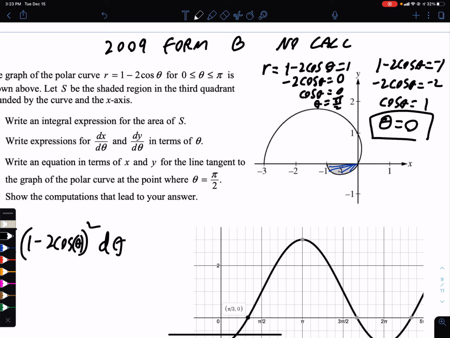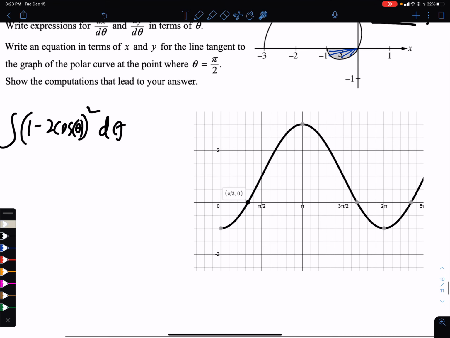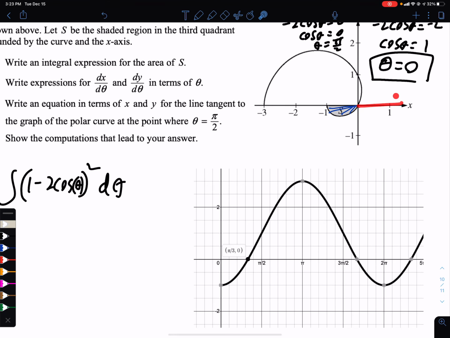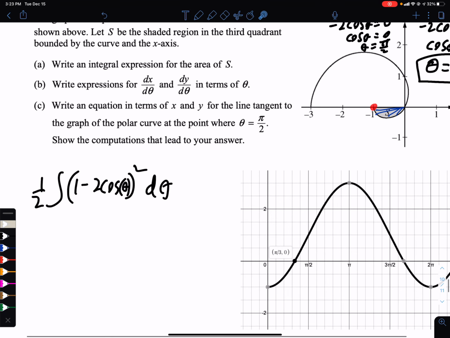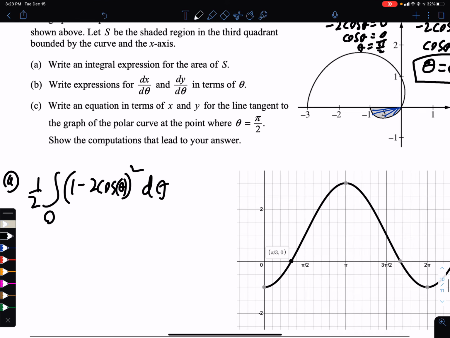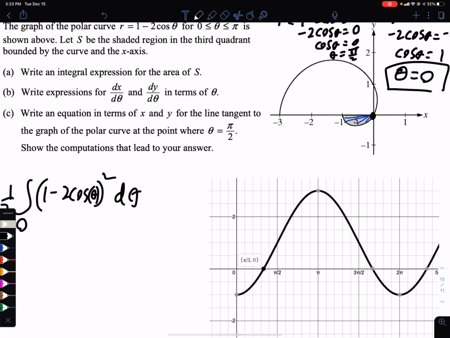Okay, so when you plug in 0, your r is -1. So when your angle's 0, there's your first point. That angle is 0 radians. Crazy, right? So you're going to start at 0. Where are you going to end? Well, I'm going to end when I reach 0.